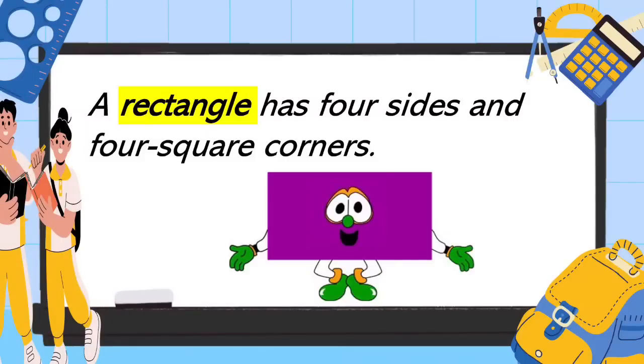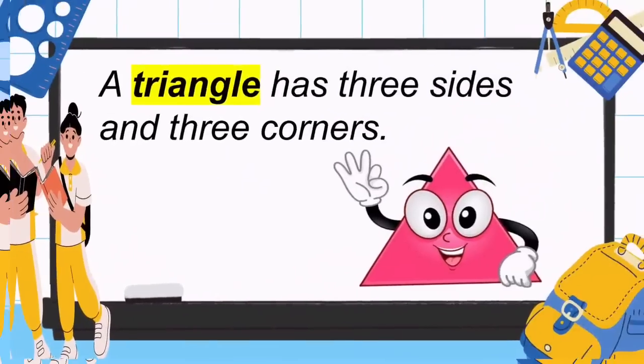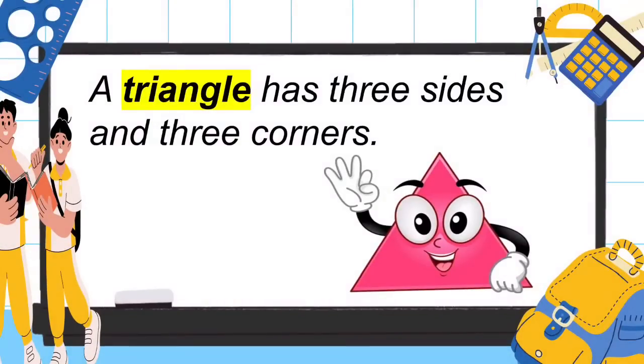Now let us define what is a rectangle. A rectangle has 4 sides and 4 square corners. While a square has 4 sides of equal lengths and 4 square corners. A triangle has 3 sides and 3 corners. You can see the sample on the screen.